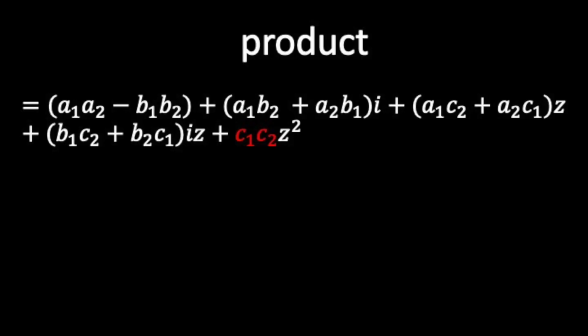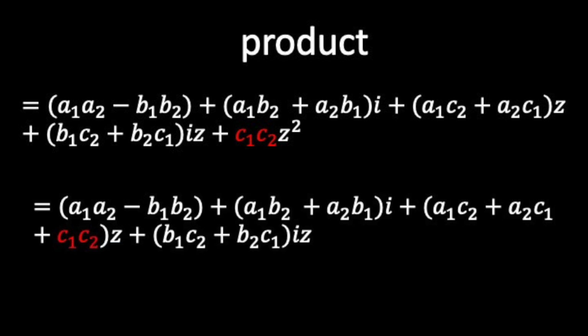So we can write the term c1 c2 z squared as c1 c2 z and regroup it, put it under the zero number: a1 c2 plus a2 c1 plus, in red, c1 c2 times z.